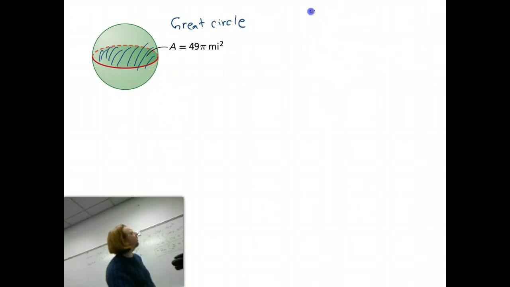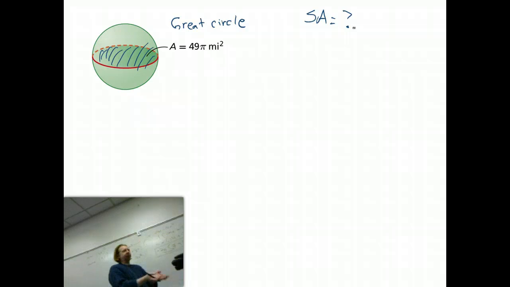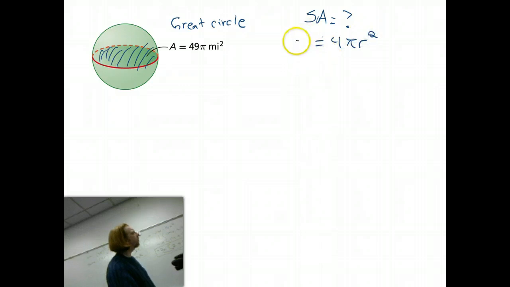Oh, and let's get a goal here. Let's get the surface area. So I know the cross-section area. What will be the overall surface area? Can I get radius from what I've got? Oh, you have to find surface area? Yeah, I want the surface area, which according to my formula sheet... You would just divide it by 4. Or wait. Yeah, that's the surface area.